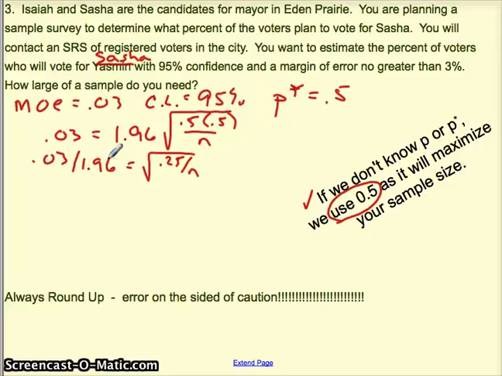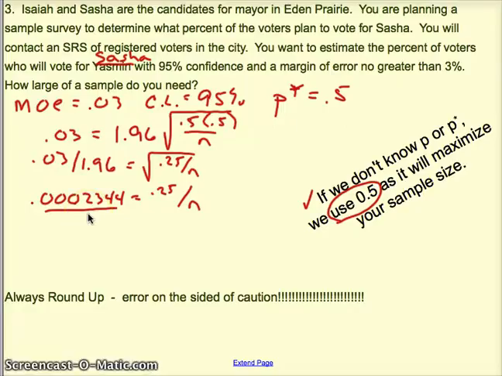Now I'm going to square both sides to get to N, and when I square both sides, I end up with 0.0002343 equals 0.25 over n. Squaring both sides eliminates the square root on both sides. Now if we solve for n, if you'd like, you can cross multiply. And if we do that and carry it out, I end up with n equals 0.25 divided by 0.0002343.